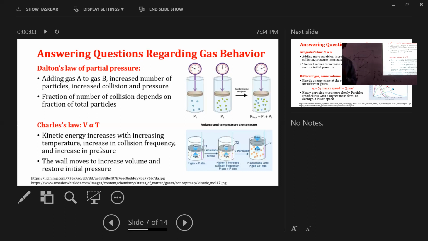So if we increase the temperature, then finally the volume will increase, because we are increasing temperature and then the kinetic energy is increasing and the internal space between molecules will increase. Therefore, the volume will increase.